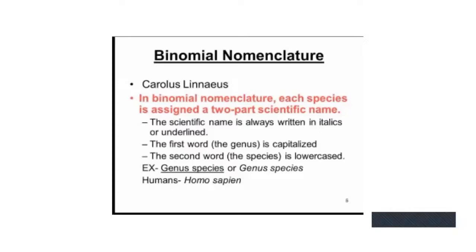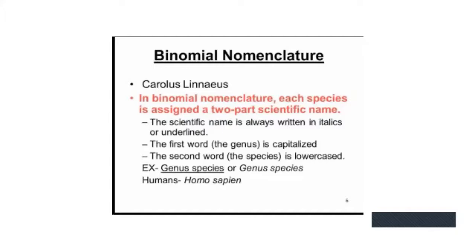The first word, the genus, is capitalized. We have already told that genus plus species constitute the scientific name. In that, the first word, the genus name, will be written in a capital letter. The second word, that is the species name, is in lowercase, that means in small letters. For example, Genus species. There you can see that G of genus is given as a capital letter, and small s is given for the species.